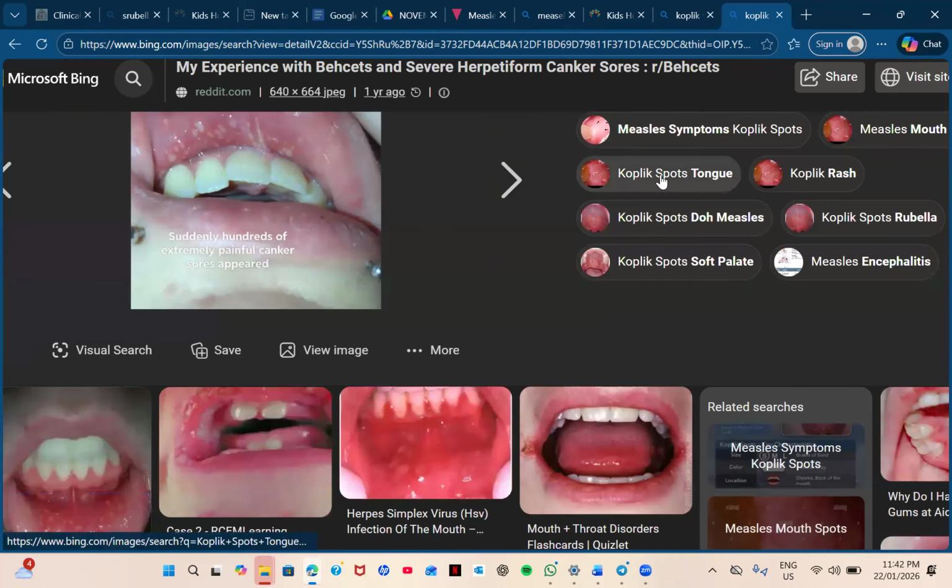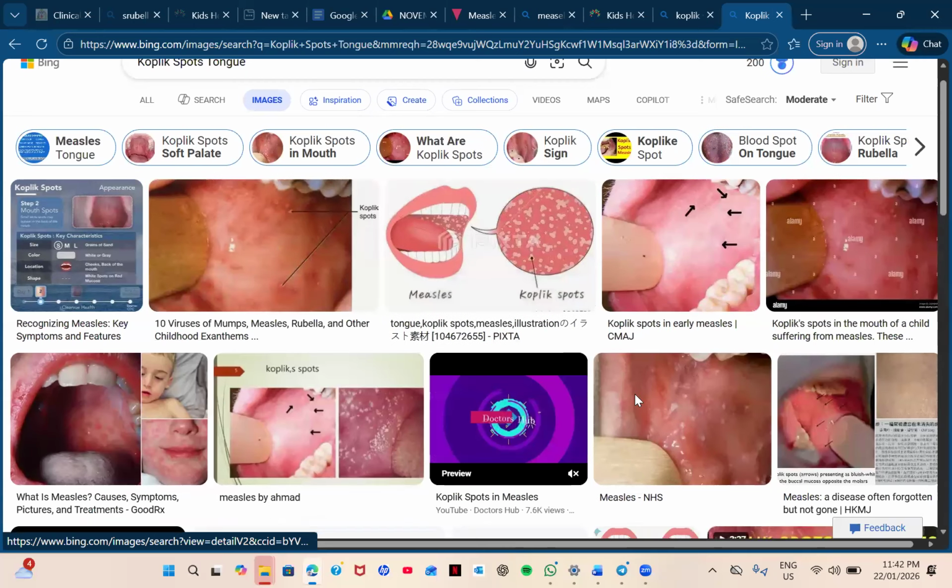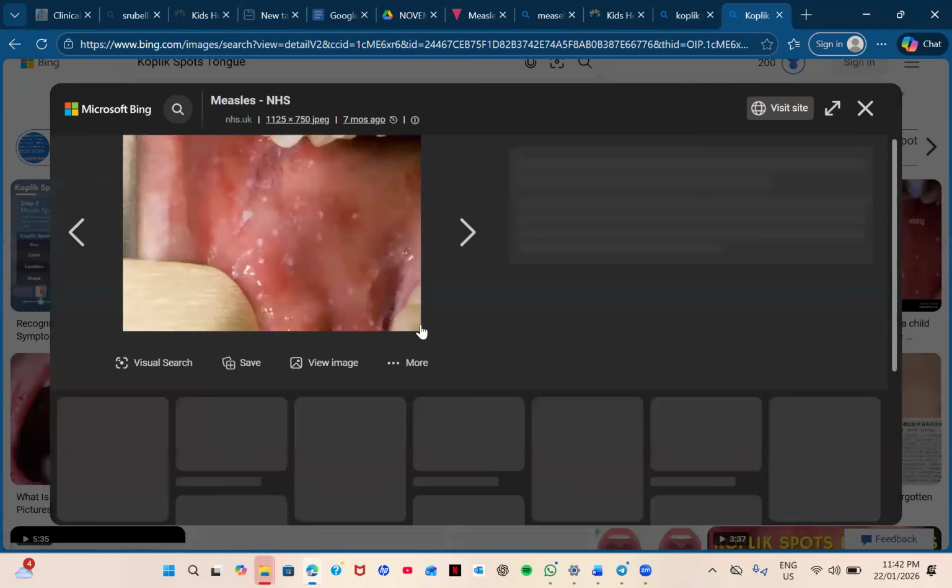Here, Koplik spot on the tongue. Yeah, like that. Okay.